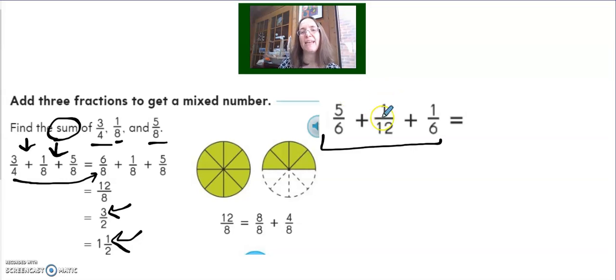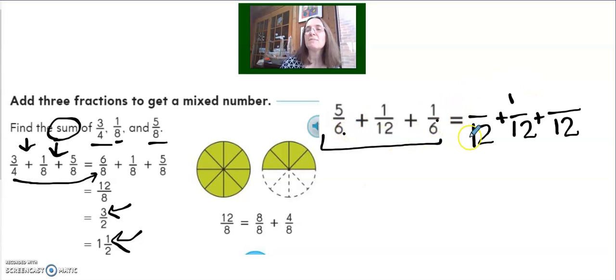So I'm just going to go ahead and make these 6ths, these fractions, into 12ths. 6 times 2 is 12. So 5 times 2 is 10. I have to multiply the denominator and the numerator by the same factor so that all the pieces are the same size. And I already have 1/12 here. That's good to go. And then I've got 1/6.